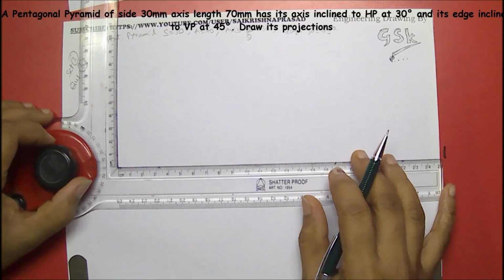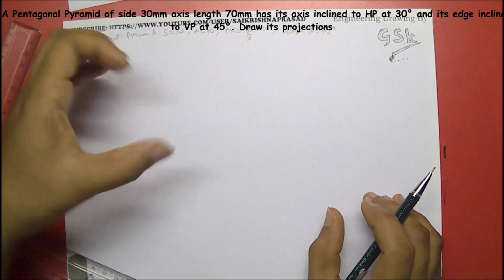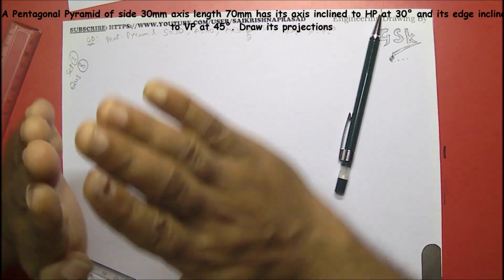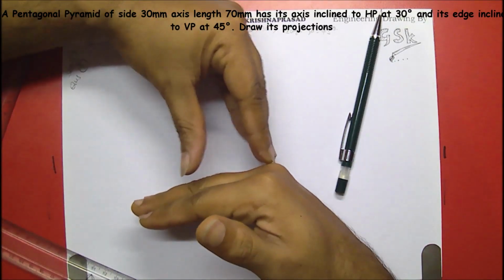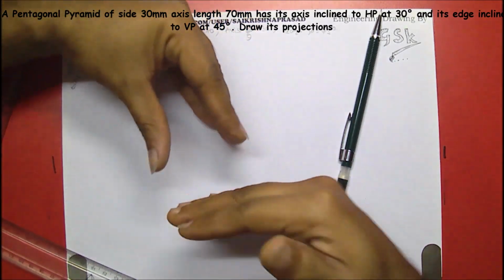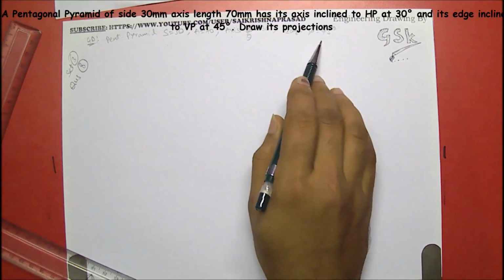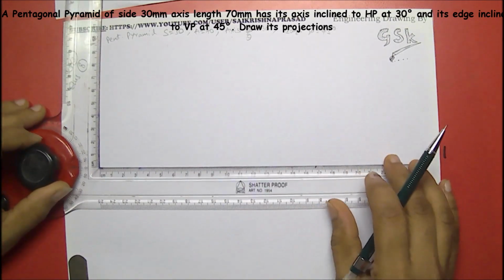Here this problem is a 3-stage problem, means in stage 1 we have to assume the pyramid is resting on HP, means standing position like this. If this is the HP, this is the pyramid, and in the second position we have to change it by 30 degrees. Next position we have to change it by 45 degrees. So here let's start the problem.